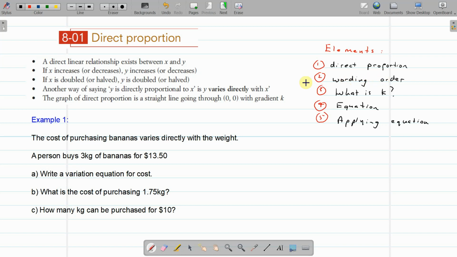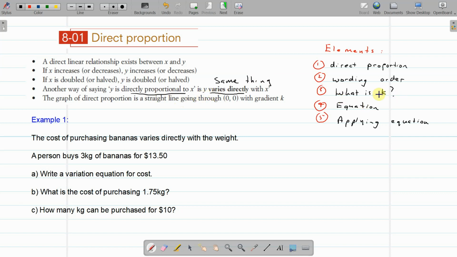The second thing is the wording order of the question. So here it says, y is directly proportional to x. So y comes before x, or y varies directly with x. They mean the same thing. Varies directly, directly proportional, same thing, just different wording. And that order, as I said, is important, but we'll get to that in a minute.